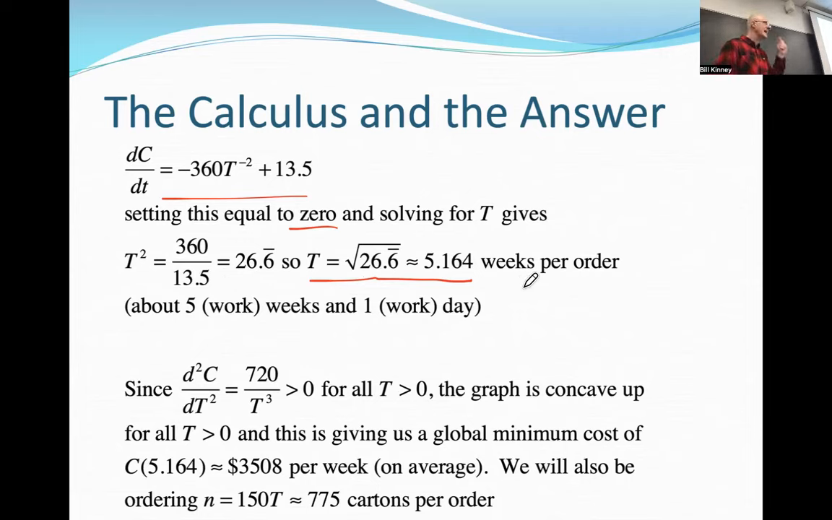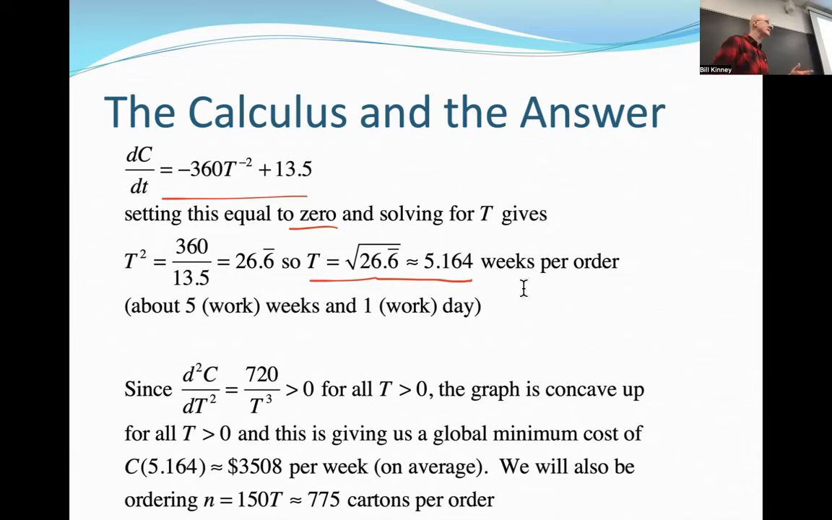Think about what that would mean about n. It would mean n would be that number times 150, and that would be over 750. 760, 770, 780, something like that would be the number of cartons that should be in every order.